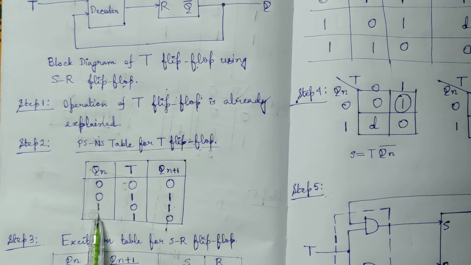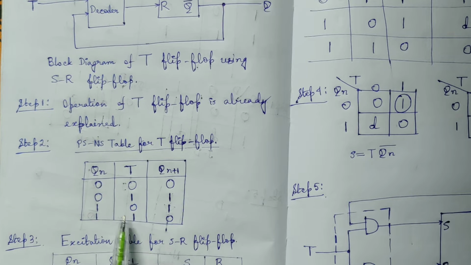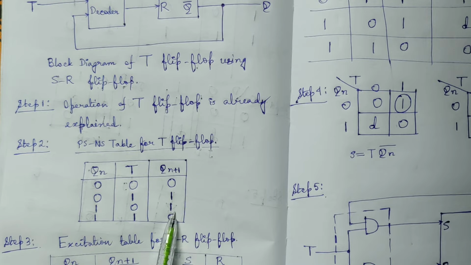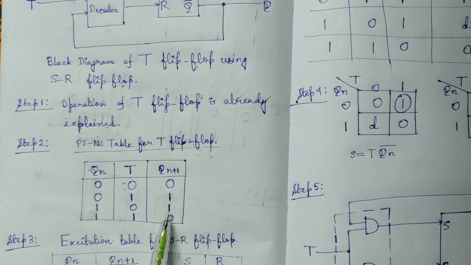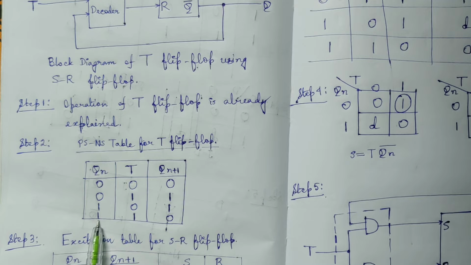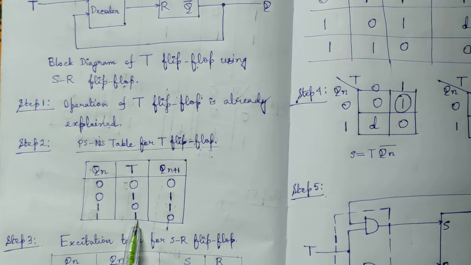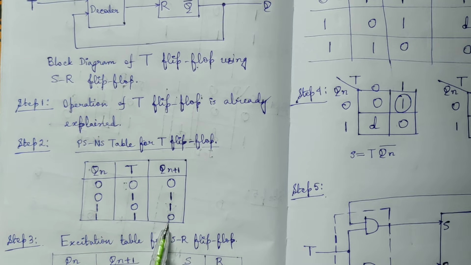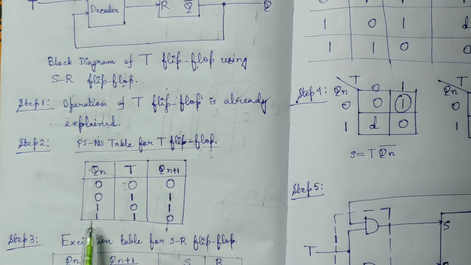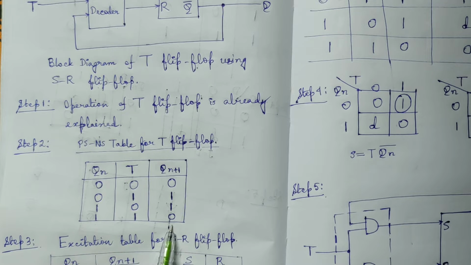In the third case, the present state output is 1 and T is 0. So the next state output will be the same as the present state output, that is 1. In the fourth case, Qn is 1 and T is 1. As T is 1, the output will be toggled. So the next state output will be just the complement of its present state output. The present state output was 1, so the next state output will be 0.